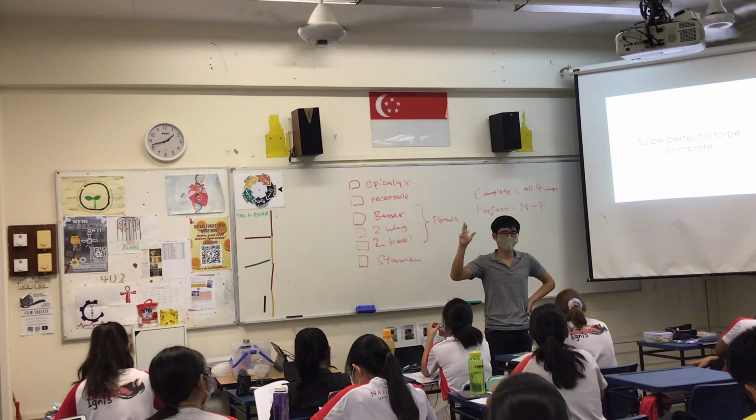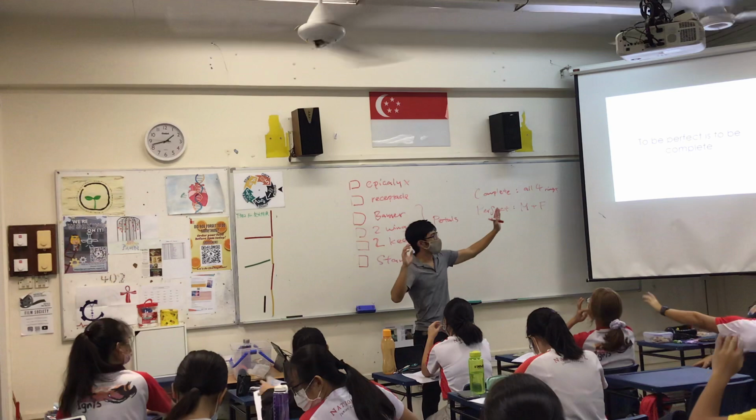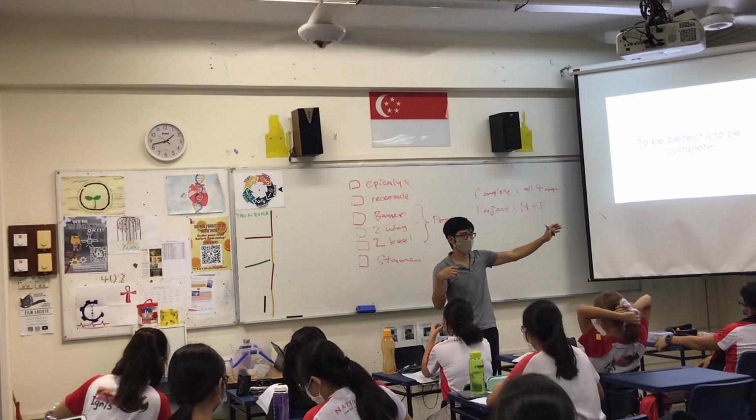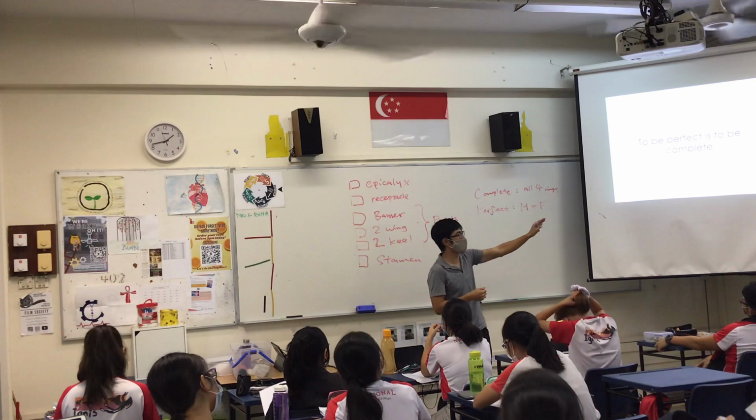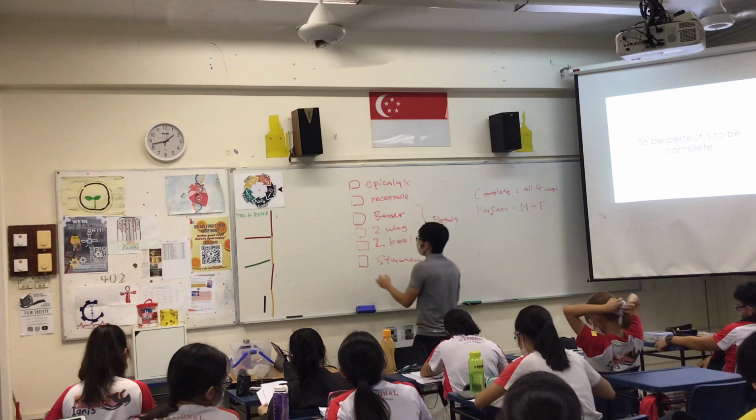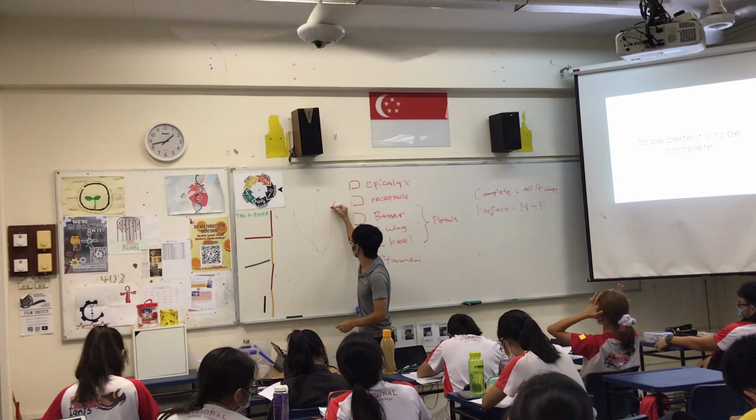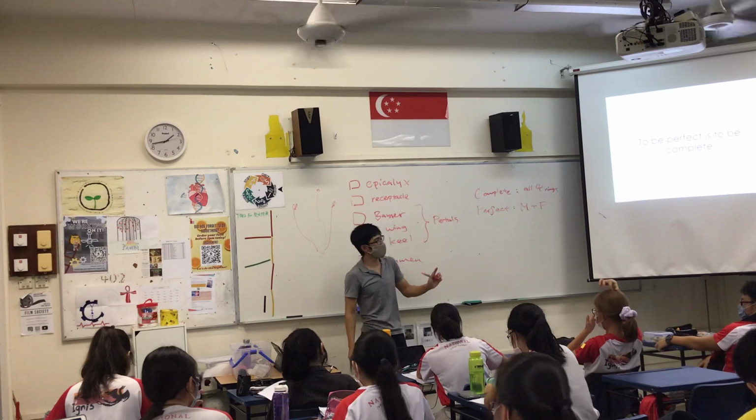Now we flip it around. Sorry, I just confused myself there. So, to be perfect is to be complete. This statement is not true, right? Why? I could have a flower with just the ovary, the stigma, and the anthers. No petals, no sepals. So you need not be complete to be perfect.